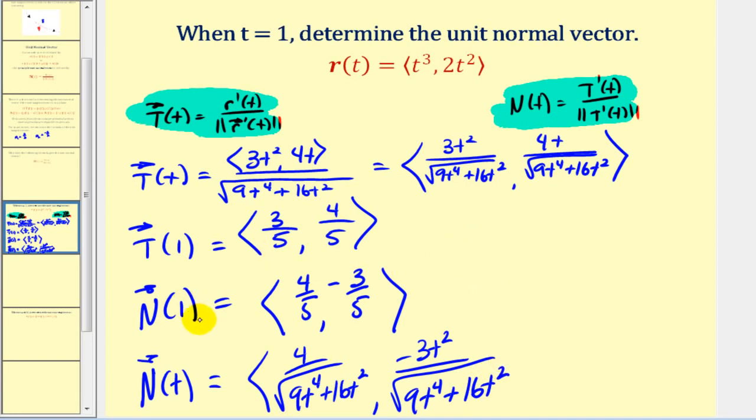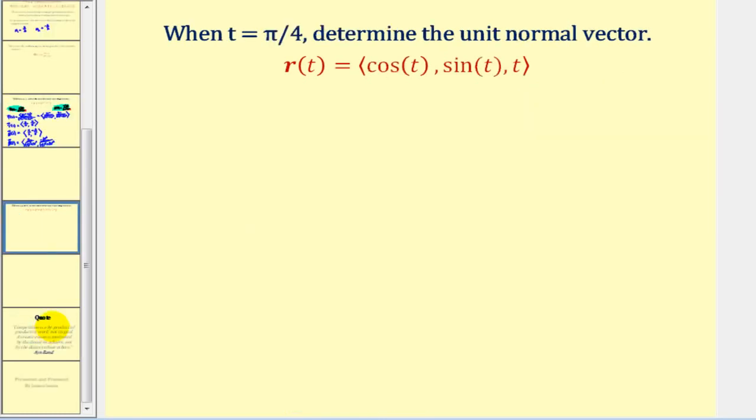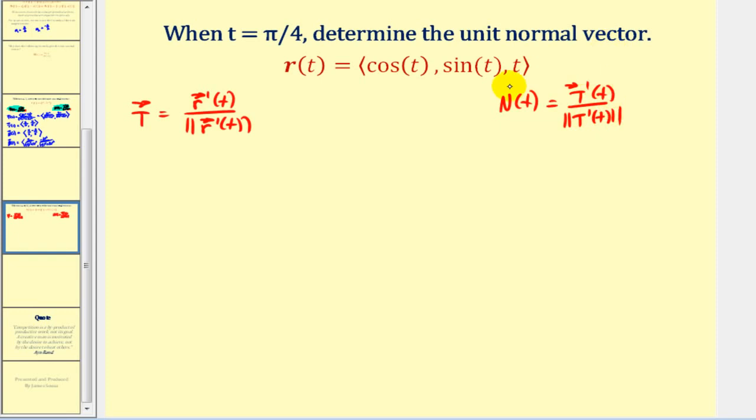So really, to take that shortcut, it's often helpful to take a look at the plane curve to determine exactly what direction the unit normal vector should point in. Let's go and take a look at one more. When t is equal to pi over 4, we want to determine the unit normal vector. And before we find the unit normal vector, we have to determine the unit tangent vector.